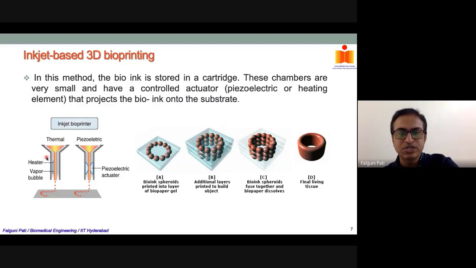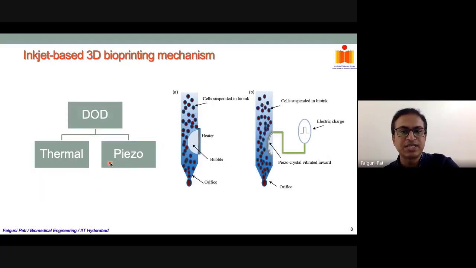Here in bioprinting, basically two types of mechanisms are there. In one, a heater is connected to the capillary of the printer. When the heater is heated up, a bubble is produced, because the printing media is mostly aqueous. That bubble can dislodge some material from below, so that the droplets can be generated.